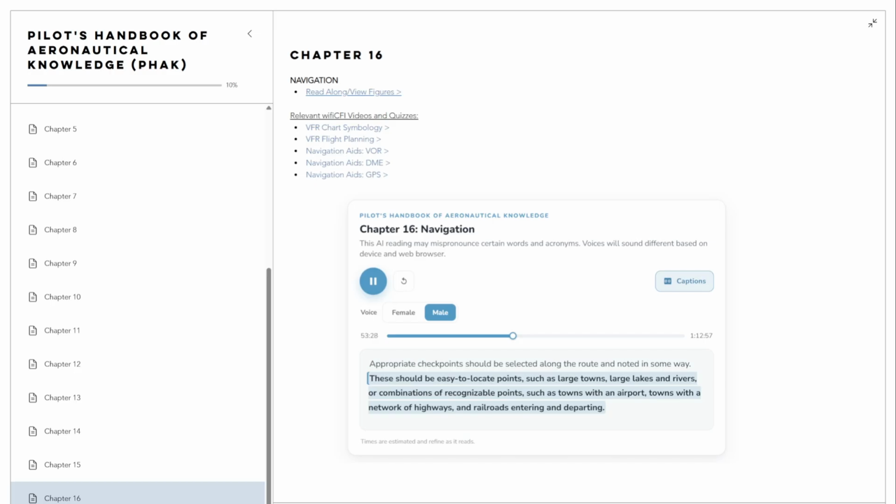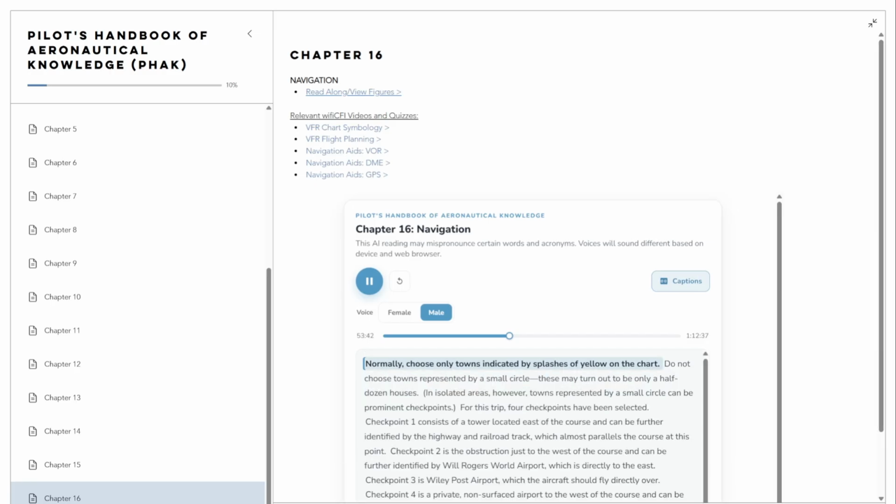These should be easy to locate points, such as large towns, large lakes and rivers, or combinations of recognizable points, such as towns with an airport, towns with a network of highways, and railroads entering and departing. Normally, choose only towns indicated by splashes of yellow on the chart. Do not choose towns represented by a small circle. These may turn out to be only a half dozen houses. In isolated areas, however, towns represented by a small circle can be prominent checkpoints.